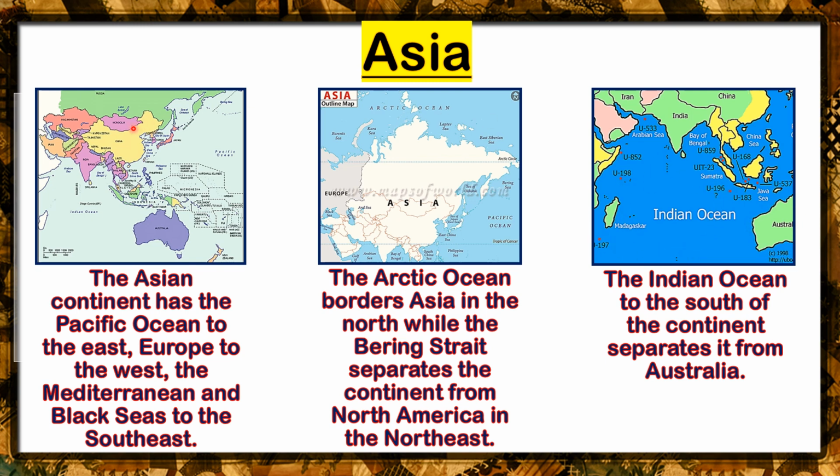So going back to the first paragraph, class, Europe and Asia are separated by the Ural Mountains. In here, North America and Asia are separated by the Arctic Ocean. And the last one, Australia and Asia are separated by the Indian Ocean.